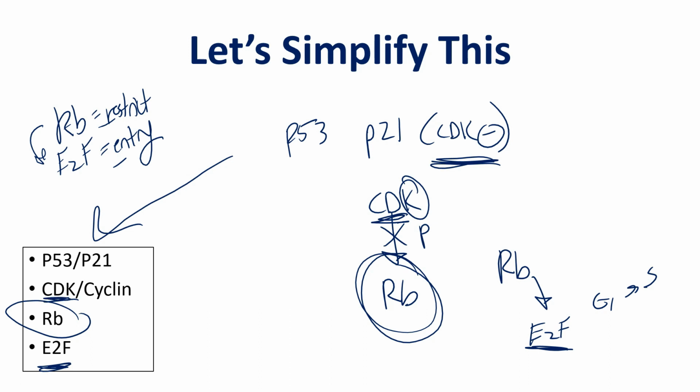CDK stands for cyclin-dependent kinase. It's telling you it's dependent on this cyclin, and the K for kinase means, think of what a kinase means. It's going to phosphorylate. You can basically talk your way through this whole pathway and figure it out.